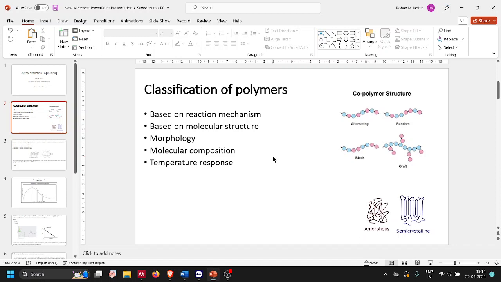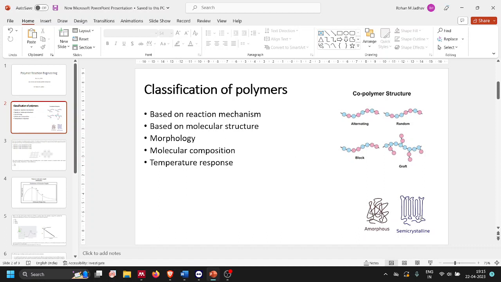Moving on, next we have morphology. In morphology, we have two types: amorphous polymers and crystalline polymers. Amorphous polymers remain in a glassy state below their glass transition temperature, and above the glass transition temperature, they become rubbery in nature. So these are the amorphous polymers.